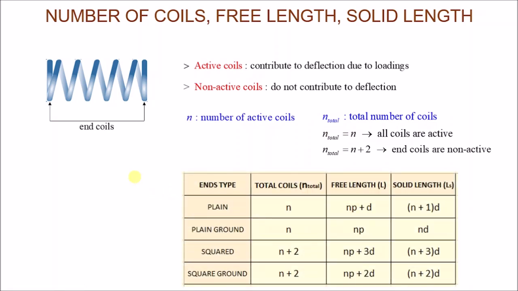And so let us look at this table here. Basically, this is a table that relates the end type of a spring to the total number of coils of that spring, and to the free length of the spring, and also to the solid length of the spring. Now, the free length of the spring, I explained already, that is the length of the spring when it's not loaded, when you leave it free, okay? Now, the solid length of the spring, that is the length of the spring when it is fully compressed.